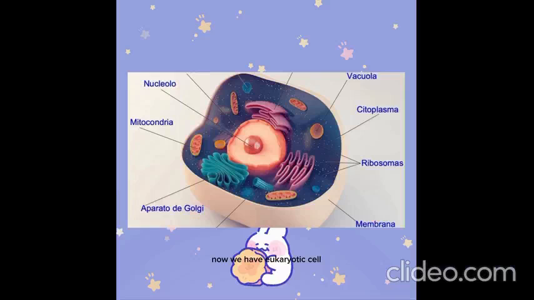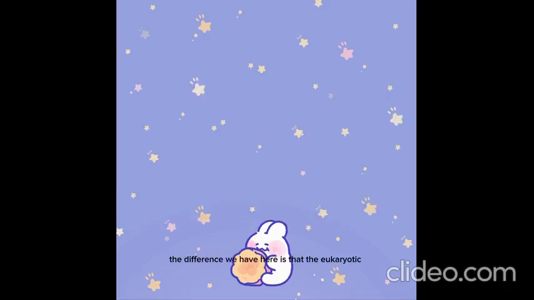Eukaryotic cells: their characteristics are that they have a nucleus and other organelles enclosed by a membrane. Categories of eukaryotic cells: animals, plants, fungi, and protists. Diameter ranging from 10 to 100 micrometers. The difference we have here is that the eukaryotic is bigger than the prokaryotic. Another difference is that eukaryotic has a nucleus and organelles, things that the prokaryotic cell doesn't have.